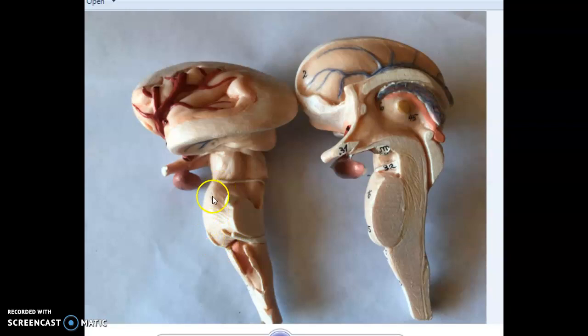This is the pons. And then we have the medulla oblongata. So, medulla oblongata. Now here's the pituitary. It's hanging out right here.